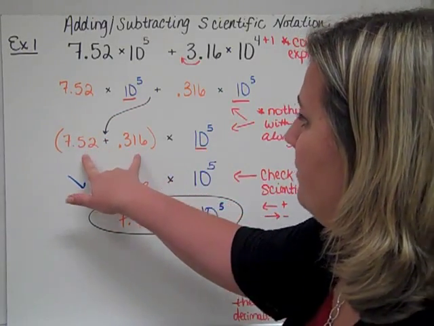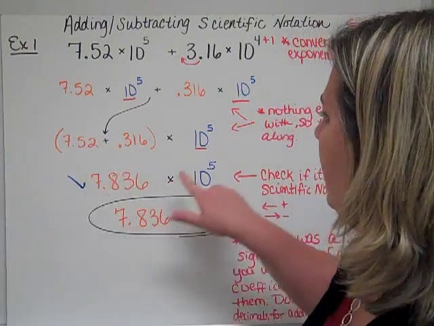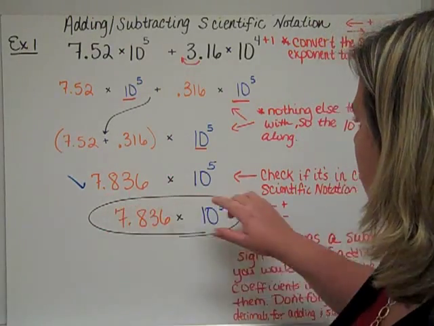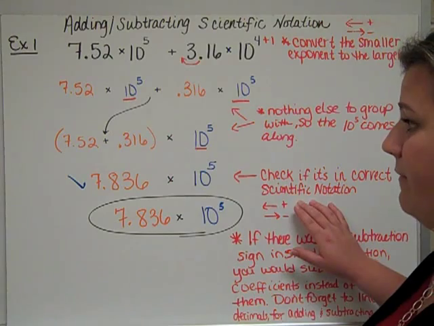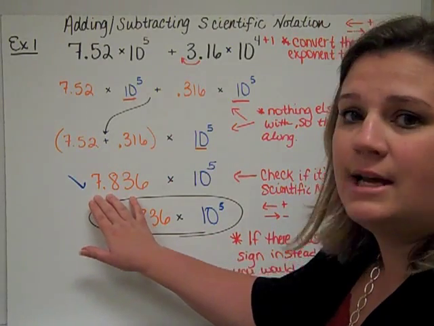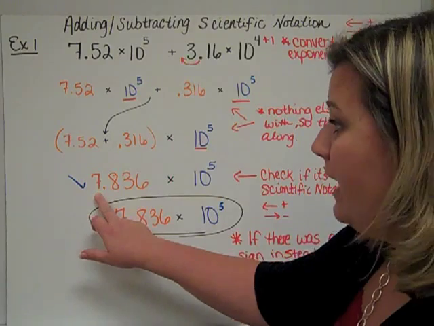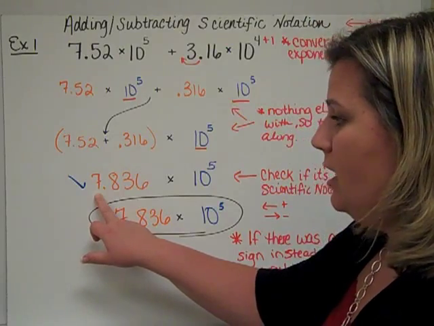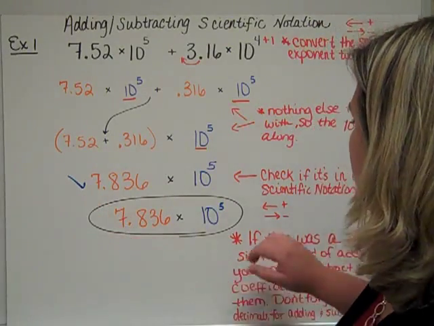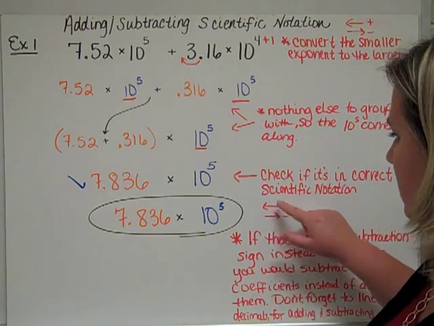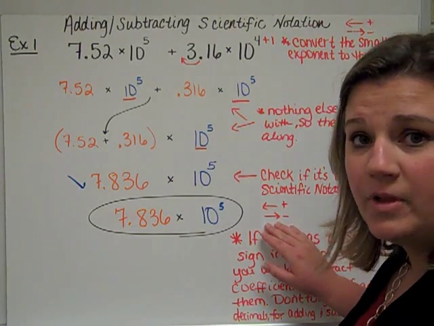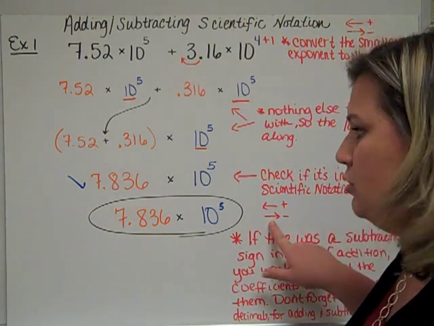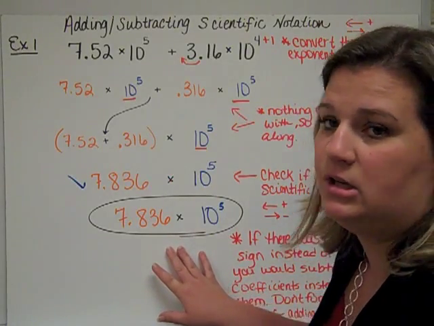And since I am adding, I'm going to add those coefficients, and then I'm still bringing the 10 to the 5th along, and then I check here to see if my coefficient is in correct scientific form. And here, since I do have one counting number, which is big number 7, one counting number to the left of the decimal, I know I have it correct. If I don't, then I would use my method as far as if I need to move it to the left, I would add. If I need to move the decimal to the right, I would subtract. And so that would be my final answer.